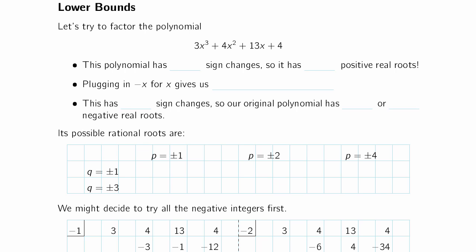Just like we can establish upper bounds, we can also establish lower bounds. So let's take a look at this polynomial. And first let's think about what its roots might be. Positive, positive, positive, positive. This polynomial has no sign changes, so it doesn't have any positive real roots. I just threw out half the possibilities that I might have tried. That's pretty cool.